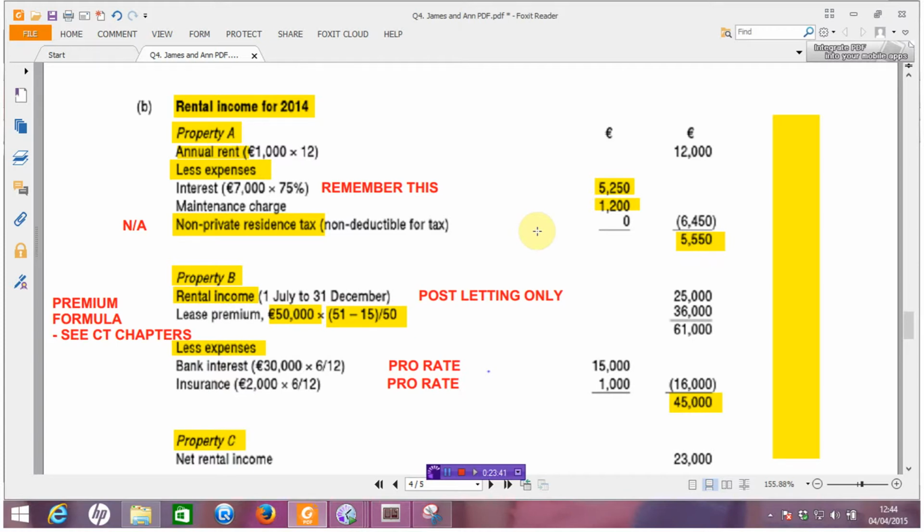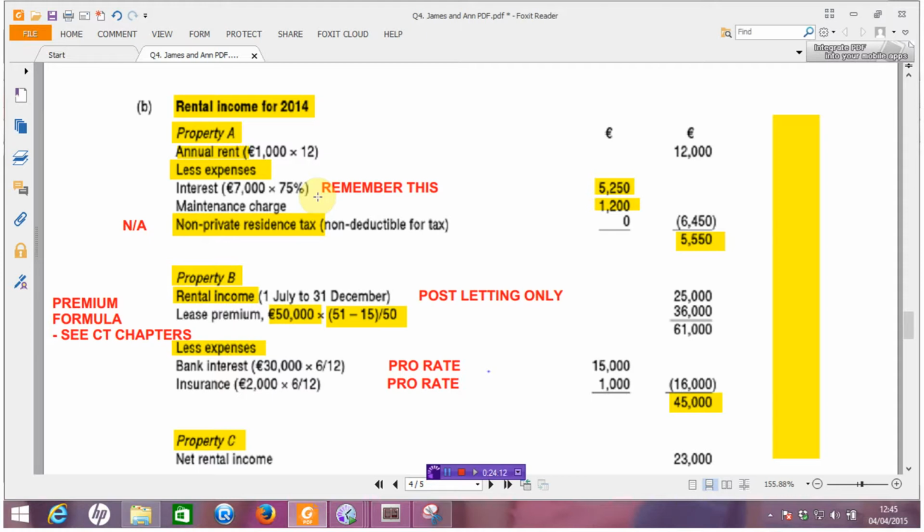It's not allowable. Just the other point, you'll remember that I mentioned in relation to property A that the second sentence, or indeed part of the first sentence, said that the property is registered with the Private Rental Tenancy Board, the PRTB. So why was that significant? Well, it's significant because if it's not registered with the board, then interest is not deductible at all. Not 75%, not any percent. So watch out for that.